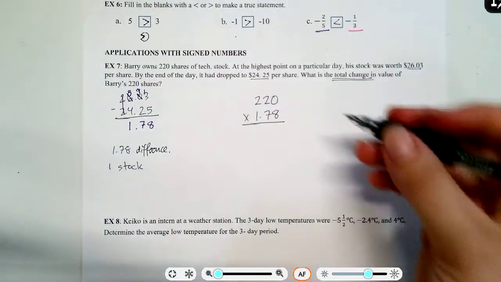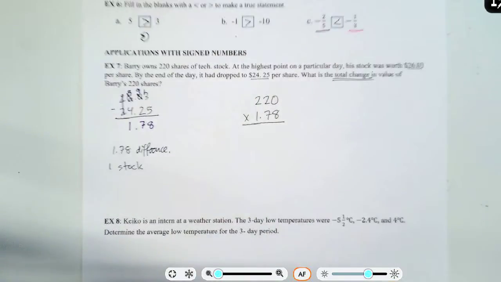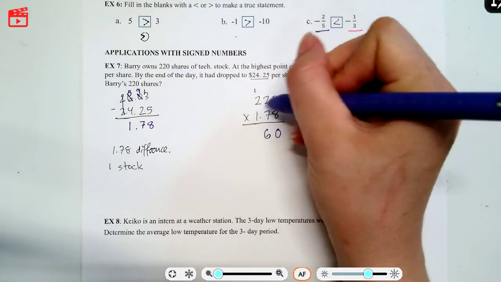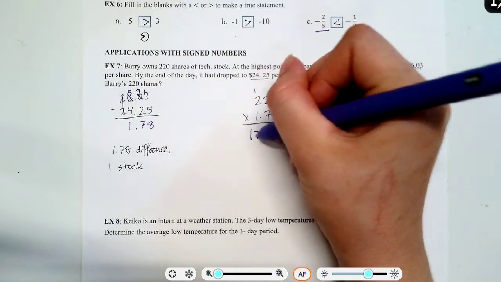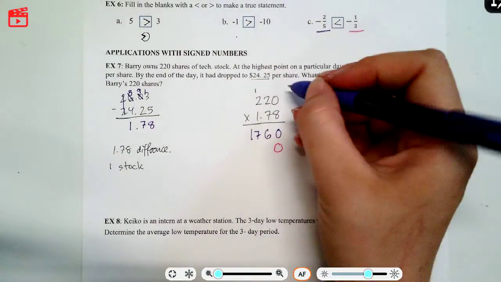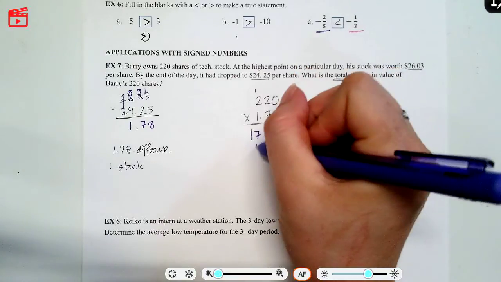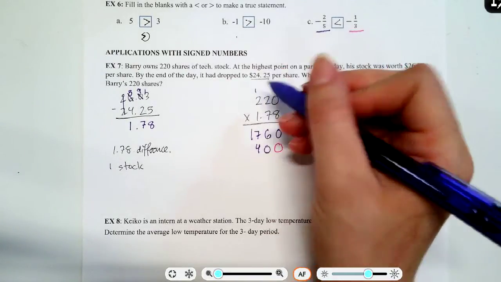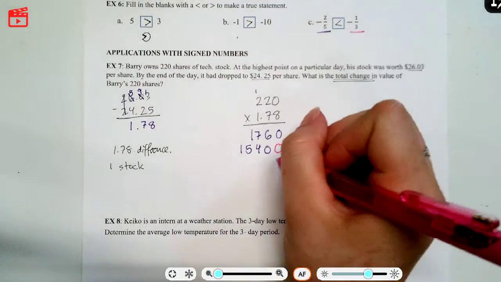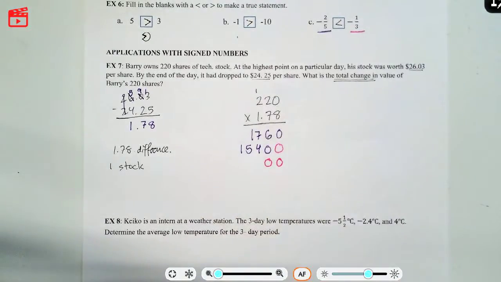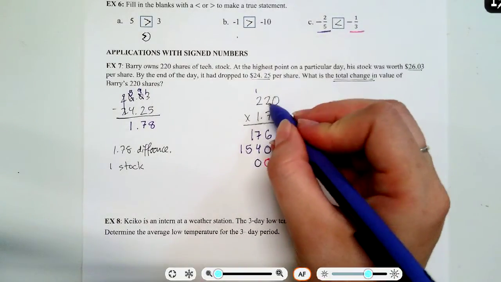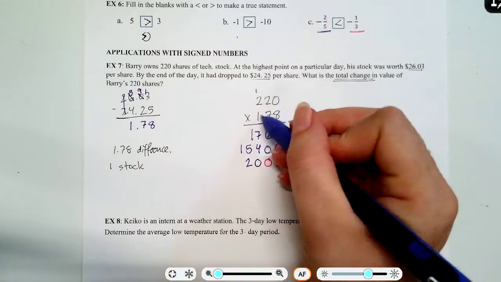Okay, so let's go ahead and multiply. 8 times 0 is going to be 0. 8 times 2 is 16. 8 times 2 again is 16, plus 1, 17. Let's add that 0 for the place holder. 7 times 0 is going to be 0. 7 times 2 is 14. 7 times 2 is 14, plus 1, 15. And another zero for the next place. 1 times 0 is 0. 1 times 2 is 2. And 1 times 2 again is 2.